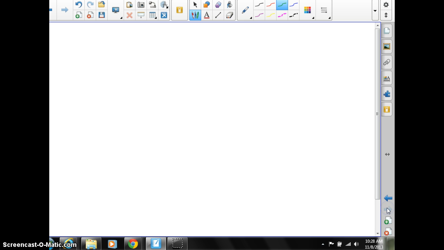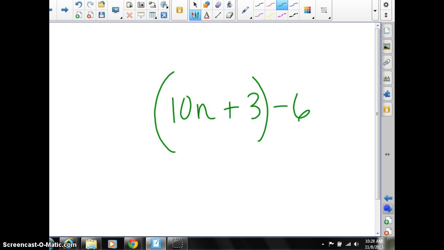Okay. There's a couple things I want to show you now that are a little bit more challenging. What if we had something like this? Now, I'm not going to ask you to solve this, but sometimes when you have problems that are more than one step like this, you're going to see something that looks like this. Those are called parentheses. What that means is what's inside parentheses you always do first before anything else. So you'll do this, add 3 to it, and then whatever you get, you'll take 6 away.